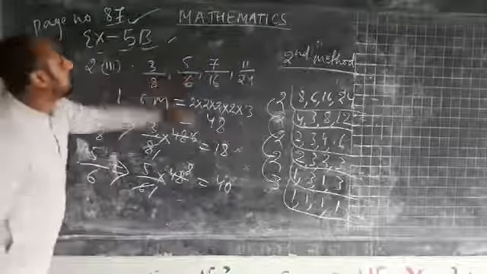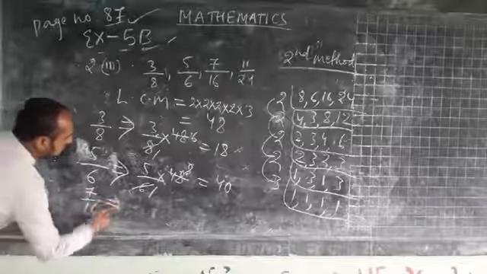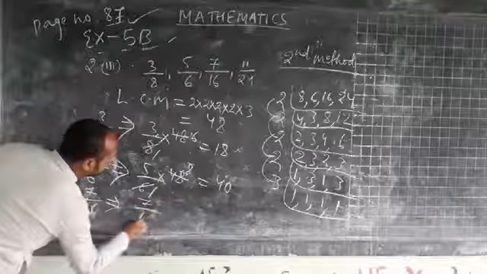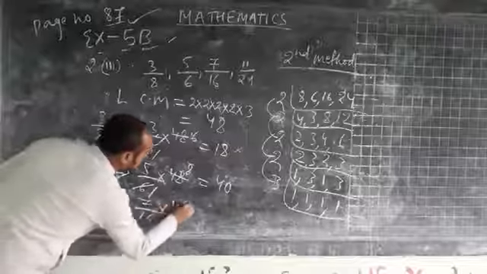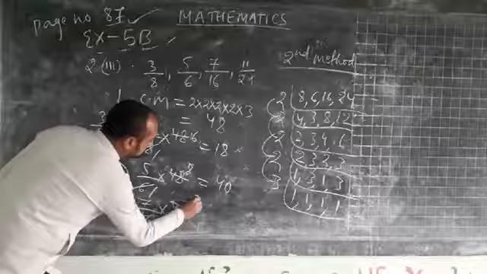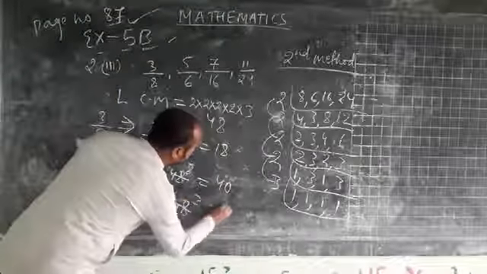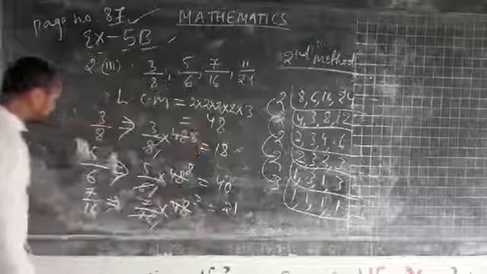Now similarly we will do it for the 7 by 16. So for this one, 7 by 16 into 48. So if you divide, 16 1s are 16, 16 3s are 48. So here 7 3s are 21. If you multiply, you will get 21.